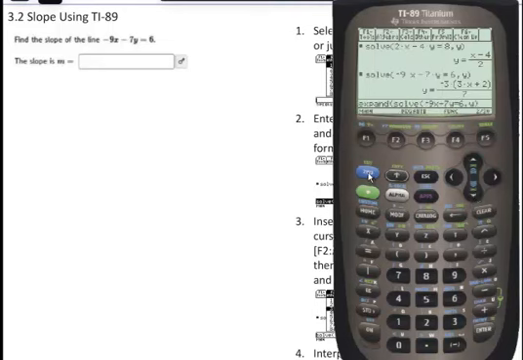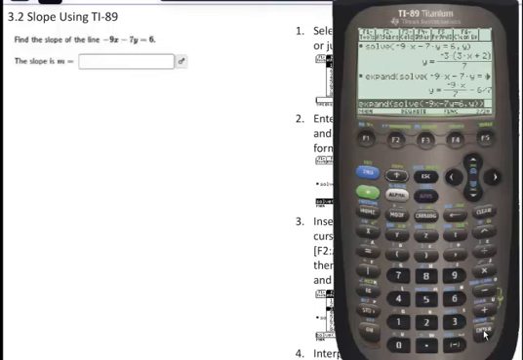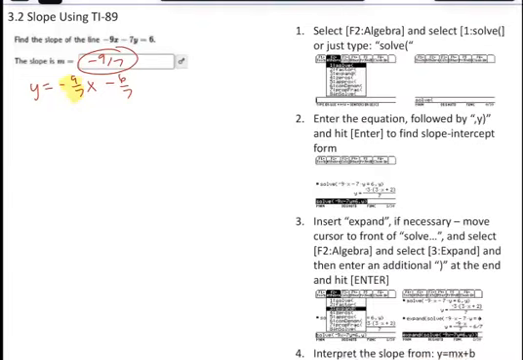Remember, you can jump to the end of the line by hitting second and then your cursor arrow key. If I do it this way, notice I put it in expand and now it separates those for me, so I don't have to do that. I get negative 9/7 x minus 6/7. If I'm looking to find the slope, it's just the coefficient of x. Negative 9/7 would be my answer. Okay, so that's finding the slope.